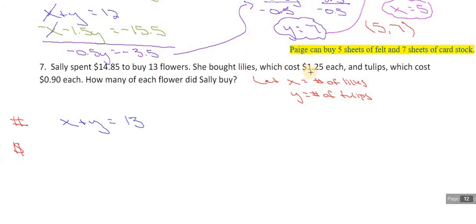Well, the lilies are $1.25 each. So we're going to multiply 125 times x. Then we have our tulips are 90 cents each, so 0.9 or 90, doesn't matter, y. And the total amount that she spent was $14.85.